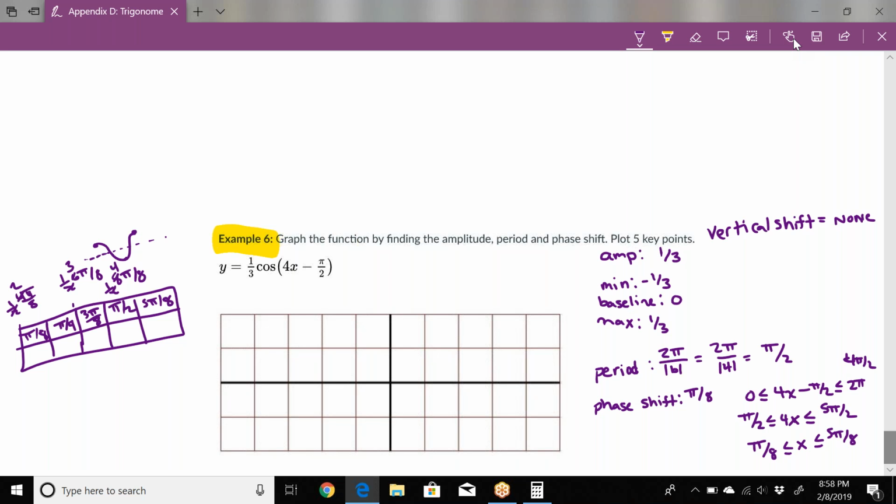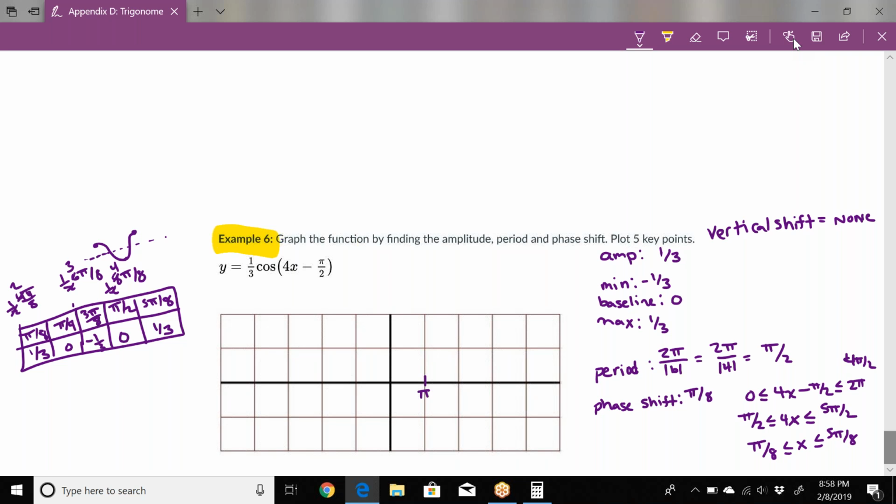Now, to figure out what you're going to put down here, you're going to look at these, the min, the baseline, and the max. Since this cosine function has its normal shape, which is it's not been reflected, we're going to start with the max first. So that is 1/3. Then it goes to its baseline, which is 0. It goes to its minimum, which is -1/3. Goes back to its baseline, which is 0, and goes to its max again, which is 1/3.